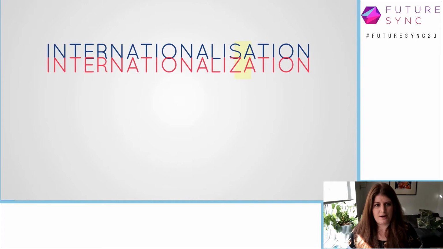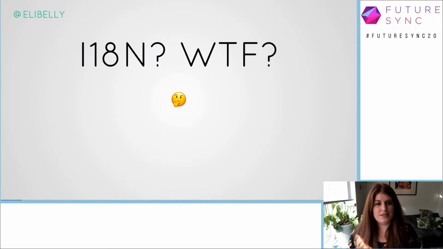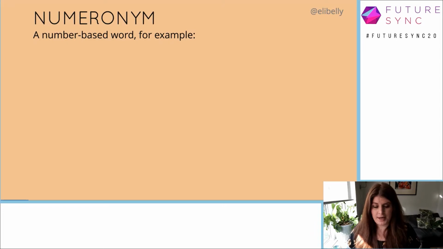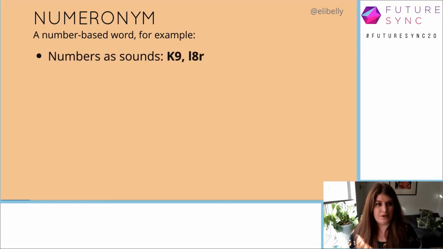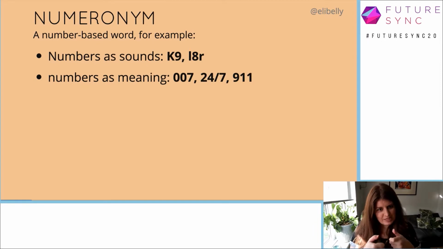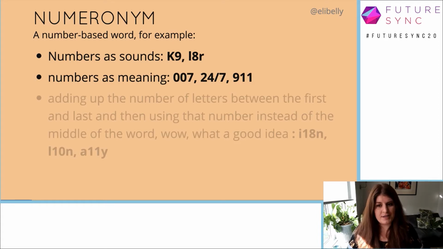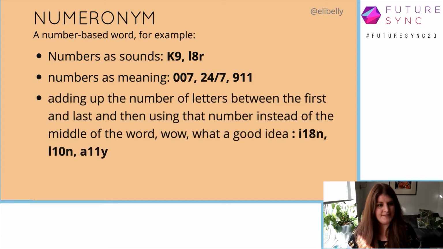The first thing I want to cover, so that we're all on the same page, is that internationalization is often written on the internet as I-18N. Now, this is something called a numeronym, which is a number-based word. For example, numbers as sounds, like K9 from Police Dogs Unit, or later from texting. Numbers as meaning, 007, James Bond, 24/7, or 911.